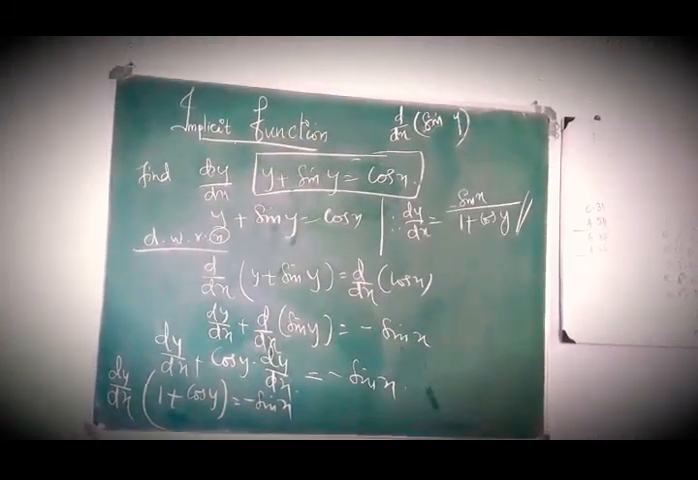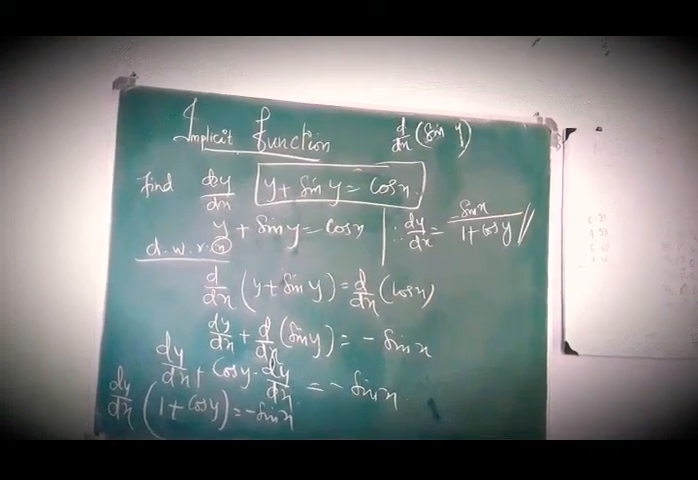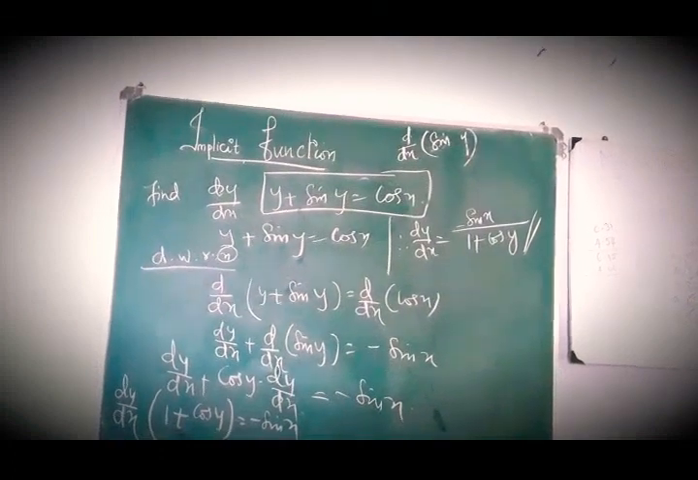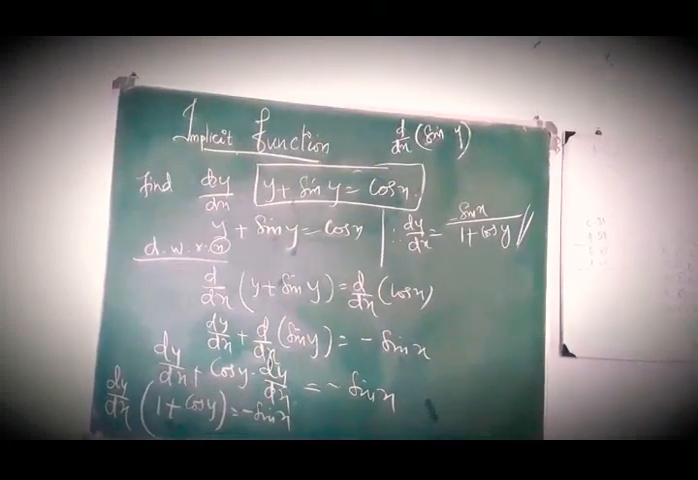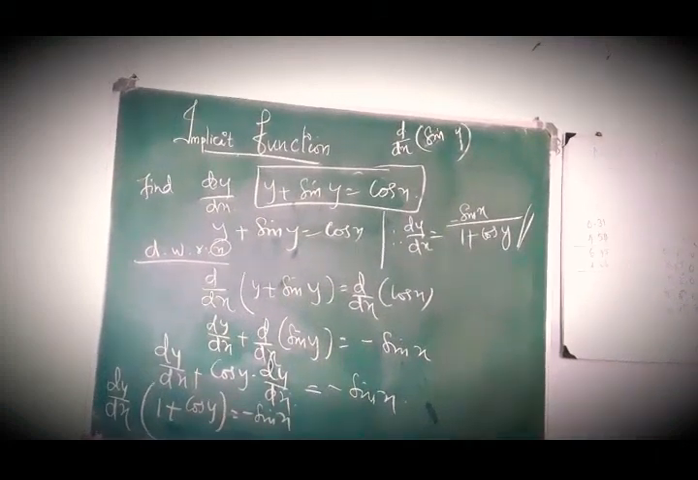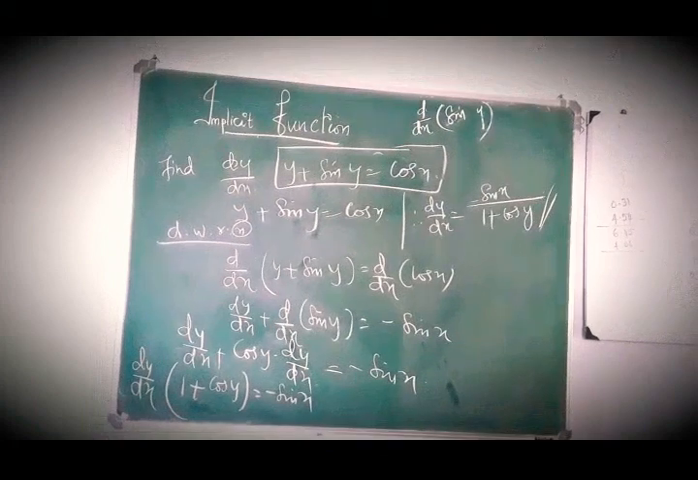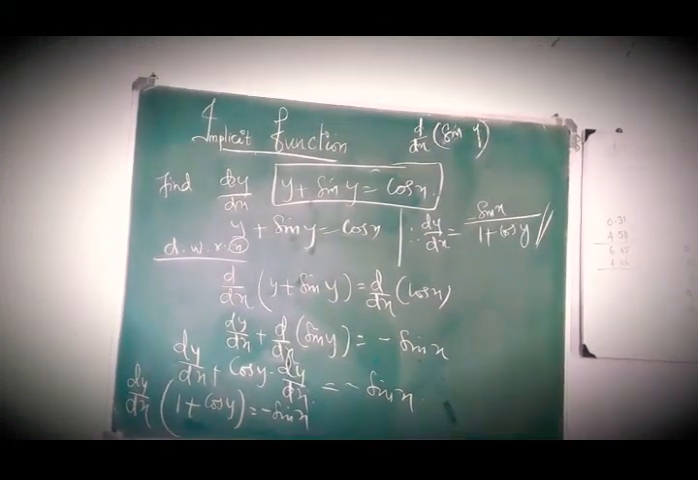dy by dx plus d by dx of sin y is equal to minus sin x. Sin y I have differentiated cos y into dy by dx, since that is not x, in place of x I have y, that's why I have written dy by dx, is equal to derivative of cos x, which is nothing but minus sin x. This is in the RHS part, the right hand side.